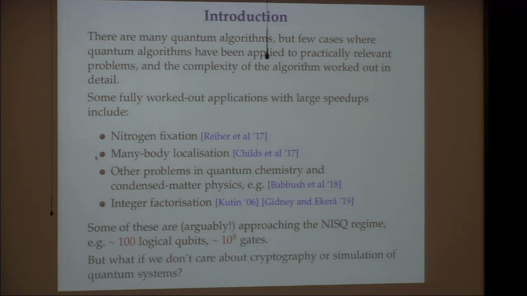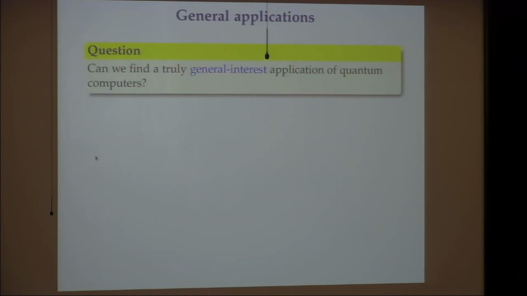But there are some people out there who don't care about either simulation of quantum systems or cryptography. Right? And there are many problems in the world which don't fit into either of these categories. And it would be very nice to understand what quantum computers can do in a more general context. And that's what this talk's about today. What I'm interested in is trying to find some, what you might call, truly general interest application of quantum computers. So an application of quantum computers that many different people, many different organizations might want to run that solves many different problems that might be useful perhaps in our everyday lives.